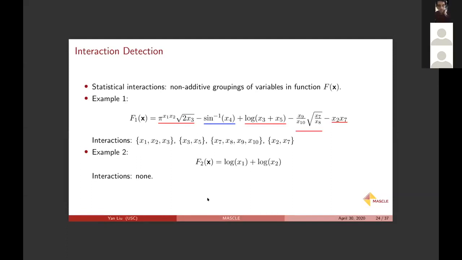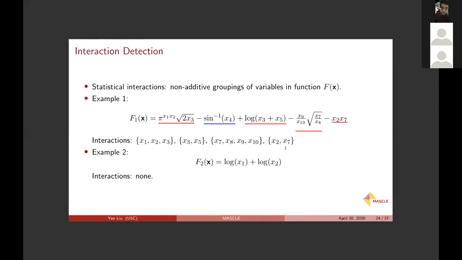For example, the first term involves x1, x2, and x3. And the second one is just one feature, therefore no need to worry about it. And then the third one is x3 and x5 and so on. So recovering the feature interaction set is extremely important, because it recovers basically what the deep neural network is able to capture in terms of revealing the underlying ground truth function.